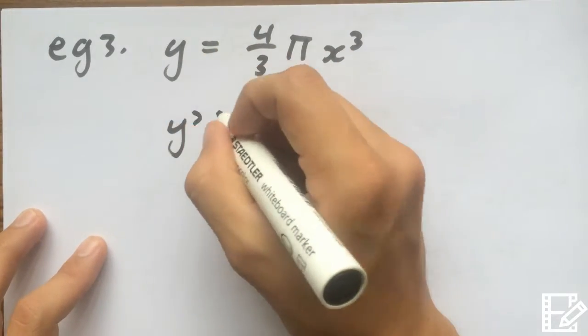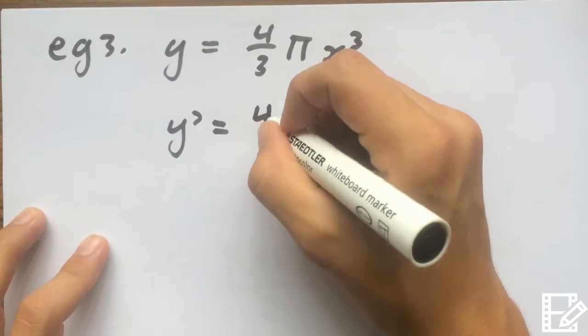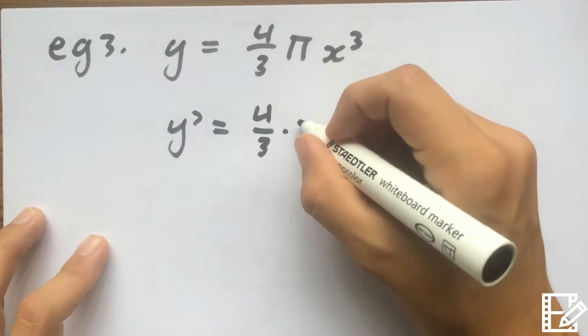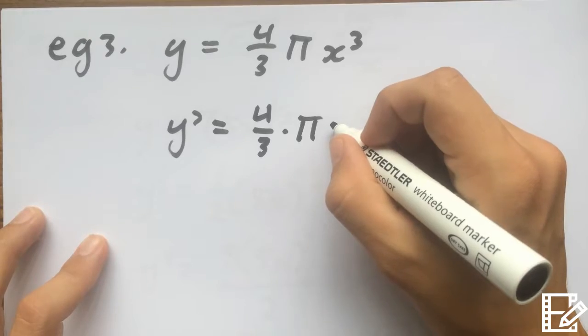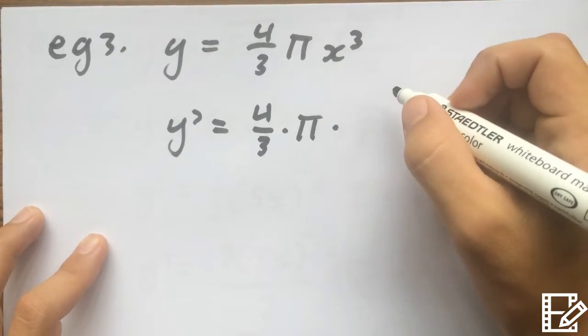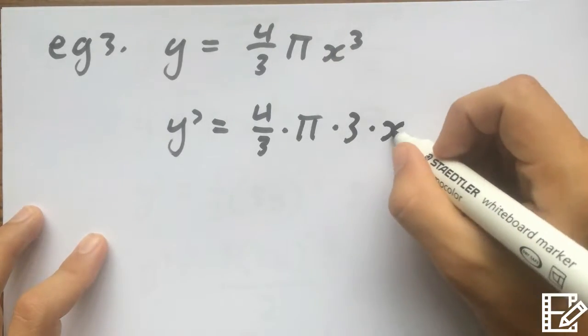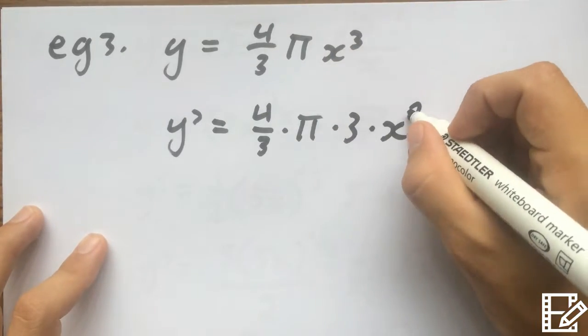So when we derive it, we have the 4 over 3, multiplying it by pi, and then we multiply it by the derivative of x to the power of 3. So we bring the 3 down, multiply it to x, and take 1 off the power, so it's 2.